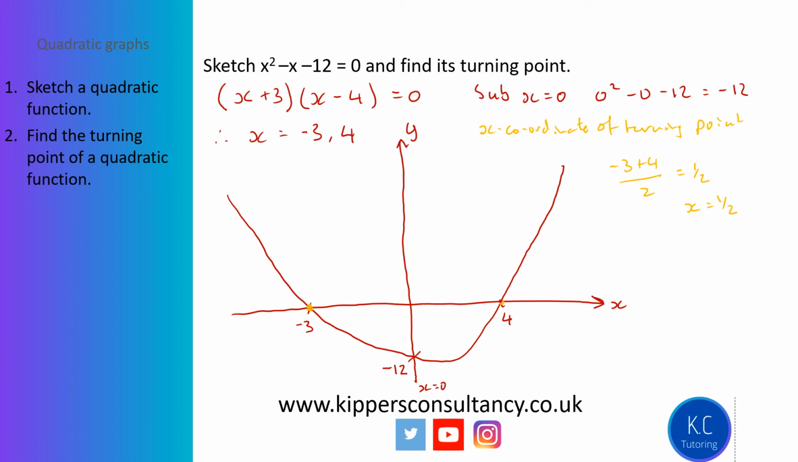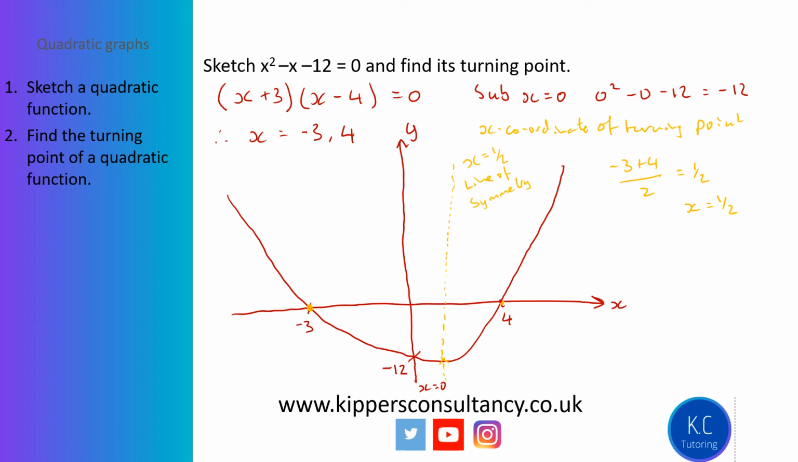Another feature of our graph is that the line of symmetry of the quadratic graph would be x equals a half. The line of symmetry goes through our turning point. So this is our line of symmetry. X equals a half is the line of symmetry.